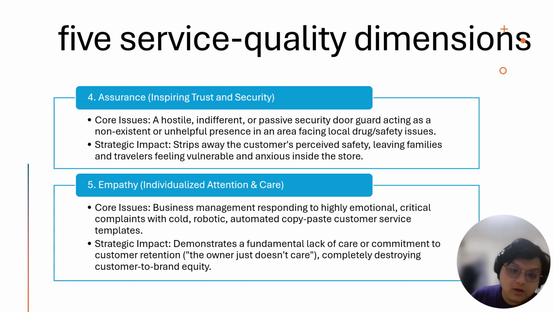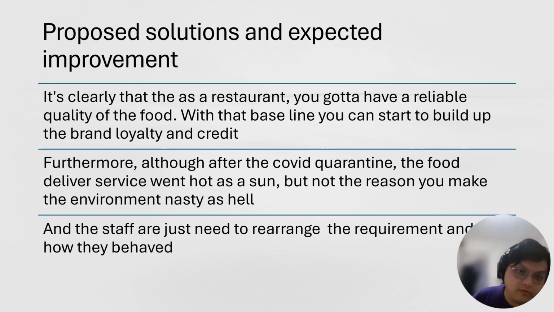For empathy, the core issue is business management: customers responded highly emotionally and critically, asking for compensation for the food, but the owner just says okay, thanks, goodbye, don't care. While I propose solutions and expect improvements, it's clear that as a restaurant, you're going to need reliable quality of food. With that baseline, you can start to build up your brand, loyalty, and credit. And if you don't, you're done.